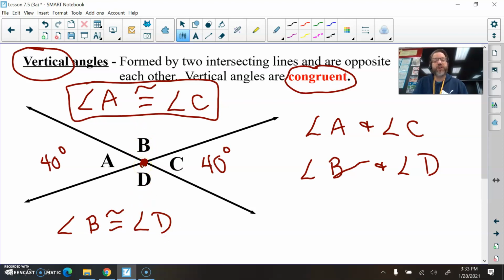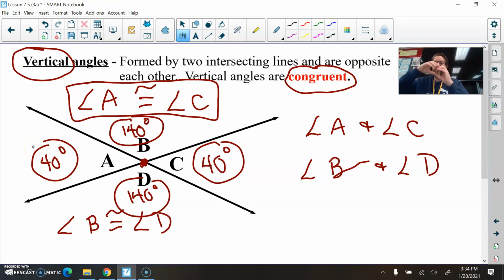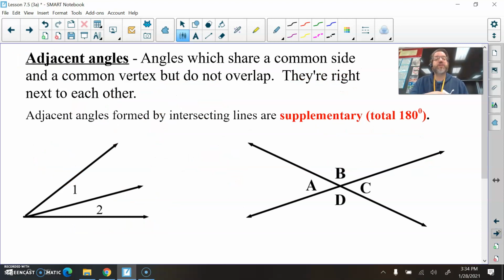Why? Because they are vertical angles. They share the same vertex, they're mirror images. They even look like they're the same measurement. They would both be 140 degrees. How do I know that? Well, I know that because the angles that are next to each other are supplementary angles. They have to total 180 degrees. And 40 plus 140 does equal 180. Okay, so vertical angles, they share the same vertex and they're mirror images of each other, those two angles. And they are always congruent to each other.